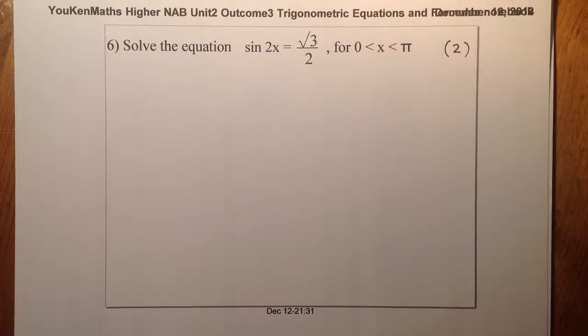Higher NAB, Unit 2, Outcome 3. This outcome's on trigonometric equations and formulae. We've got 3 questions to complete, questions 6, 7 and 8. I'm going to start with question 6.